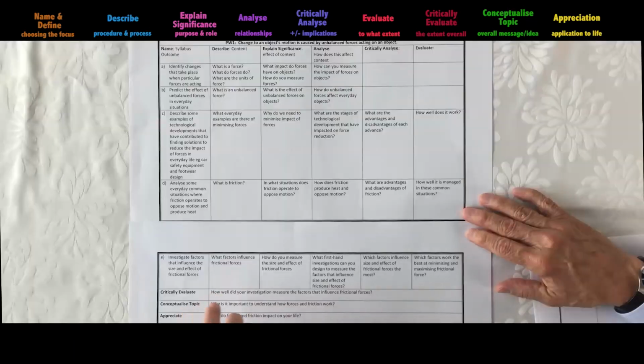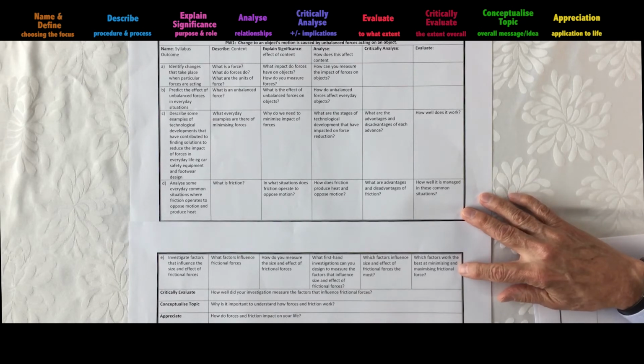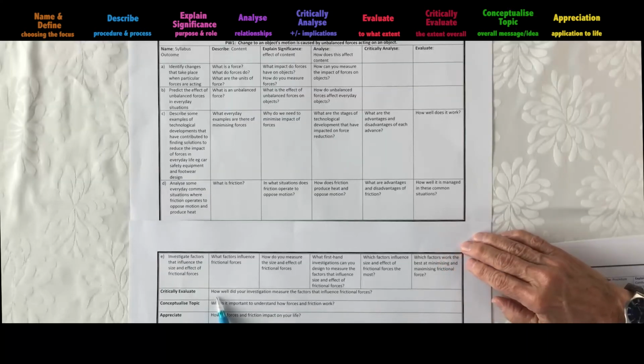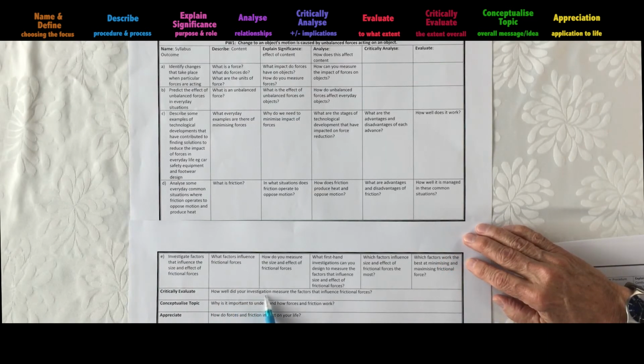So I think if you're ranking something, or even if you're looking at size and effect and how things are affected the most, even if it's just critically analyse, I still think you have to take students to the evaluation. What's the point of listing positives and negatives if you then don't make a value judgment on that? That's right. That's the therefore. Yeah, and then you're bringing all these together to ask how well did your investigation measure the factors that influence frictional forces? Why is it important? And we come down to this very high order here.